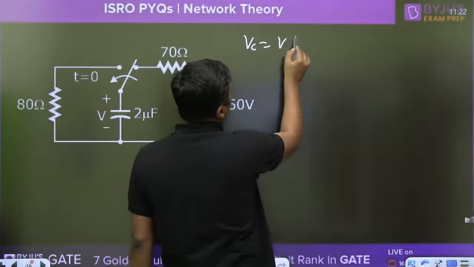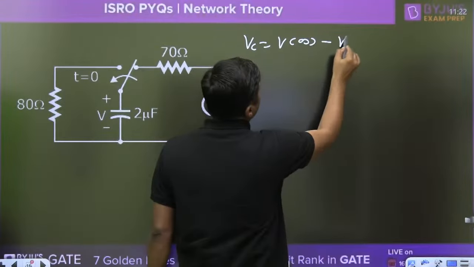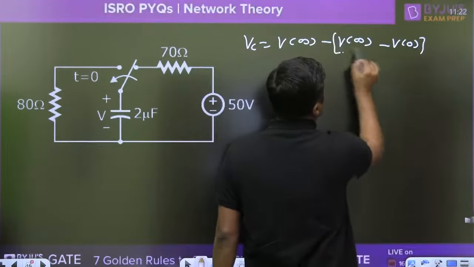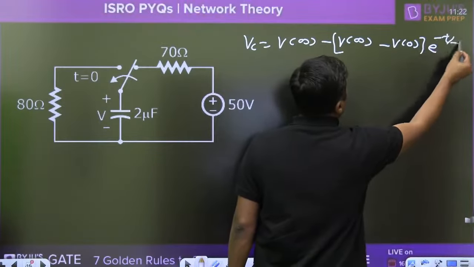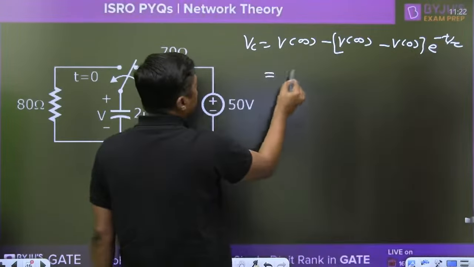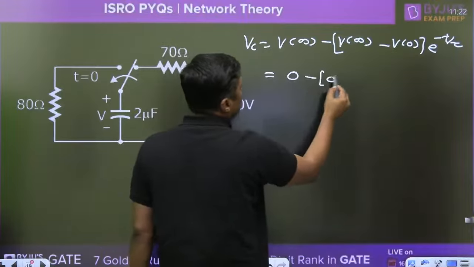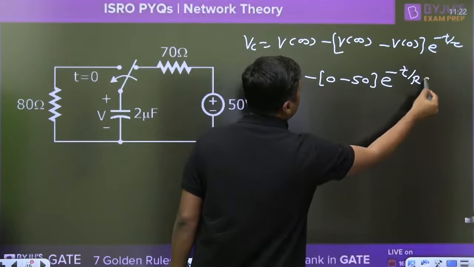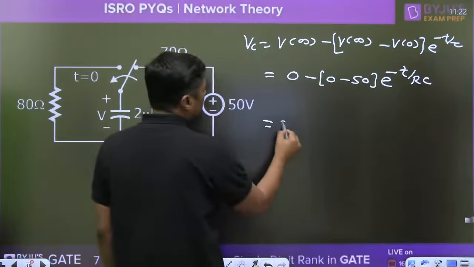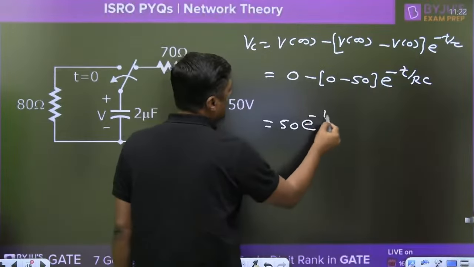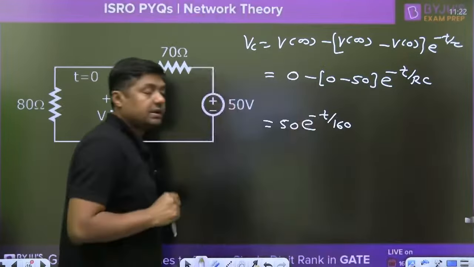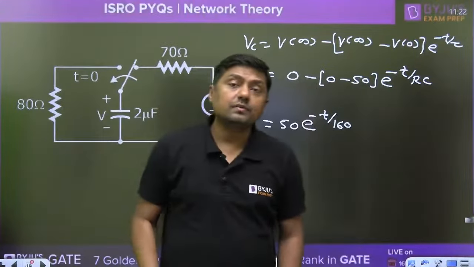VC is equal to V final plus (V initial minus V final) e raised to power minus t by tau. V final for source free response is 0, so this is 50 e raised to power minus t by RC, and it will become 50 times e raised to power minus t by 160 microsecond. This is in microsecond, remember that. So that is the equation.